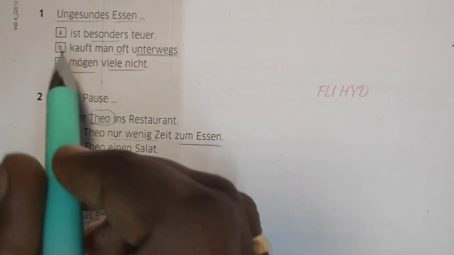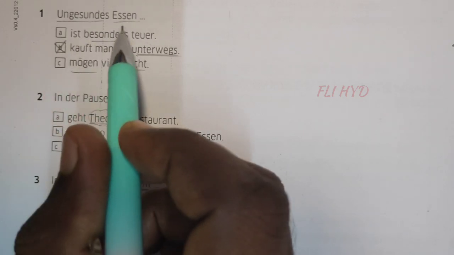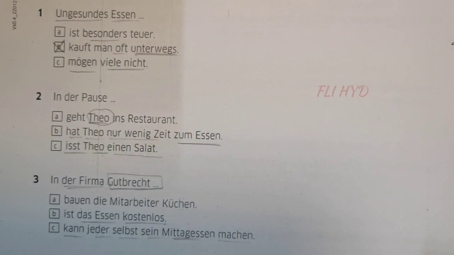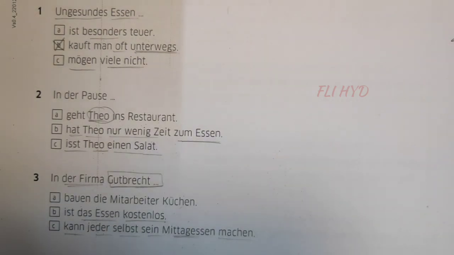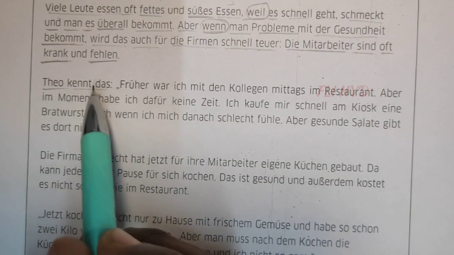Ungesundes Essen kauft man oft unterwegs. Okay, so unhealthy food one purchases often on the way. So we get this kind of food everywhere. Clear? And second paragraph, Theo kennt das.